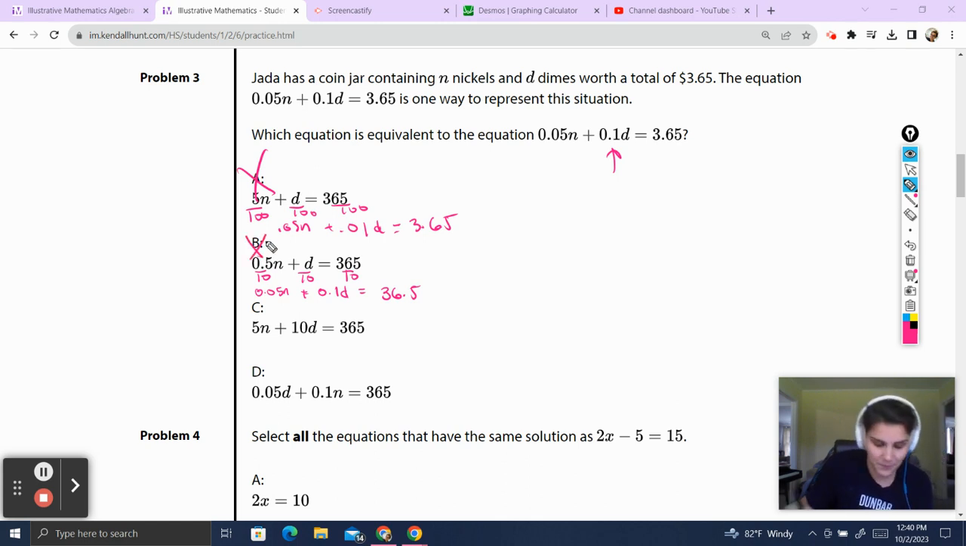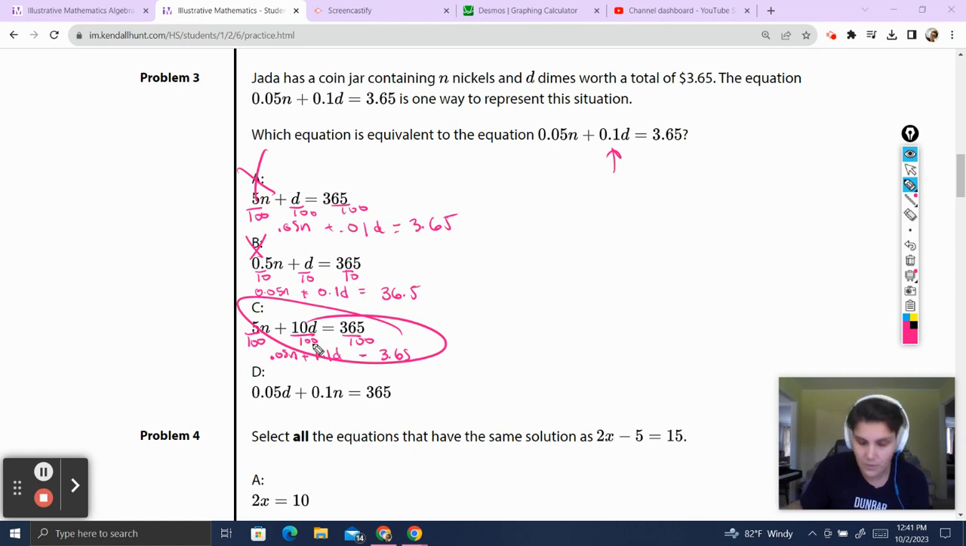Let's keep trying. Well, to get from 5 to 5/100ths, we divide by 100. This is 0.05n. Okay. We have to divide this term by 100, which gets us 0.1d. We multiply this term by 100, which gets us 3.65. This guy is good to go.